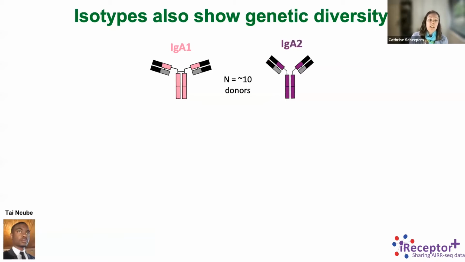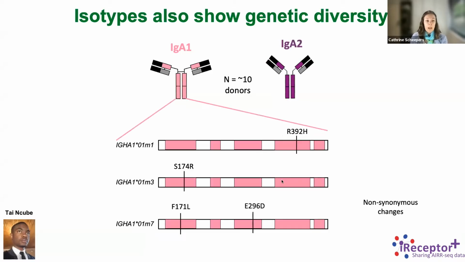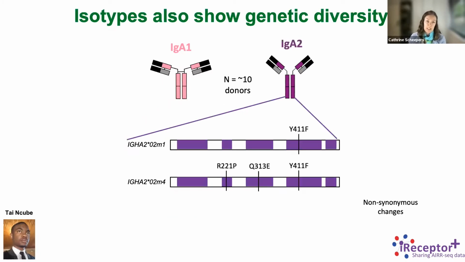We've also looked at genetic diversity within IgA1 and IgA2 antibodies, also within a small number of donors, and this is work done by Ty. Again, IgA antibodies are less well described compared to IgG, and this is why we've identified far more alleles: at least 8 undescribed alleles in IgA1, and for IgA2, at least 5. Within these, we are seeing non-synonymous amino acid changes in coding regions that could impact function, and we have some studies looking at that, and then the same for IgA2.